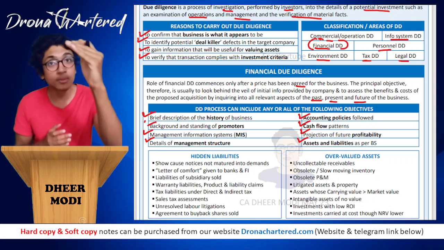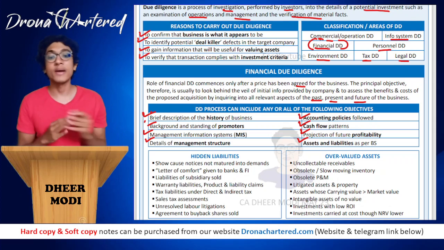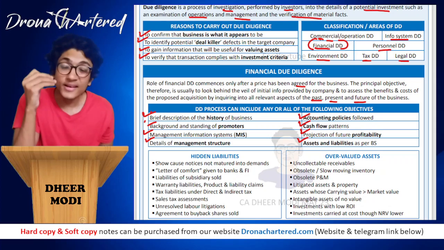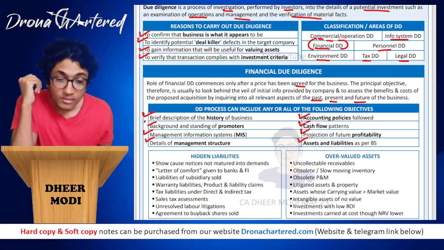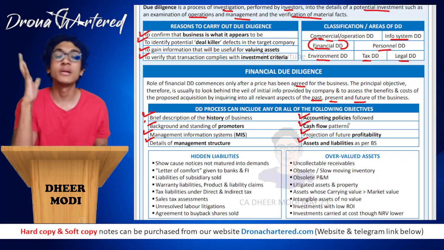Okay, so first was your business, then second was your promoter, third is management, fourth is management. What is fifth? Fifth is your accounting policies followed. Next is your cash flow patterns, then projection of future profitability, and last is your assets and liabilities as per balance sheet.